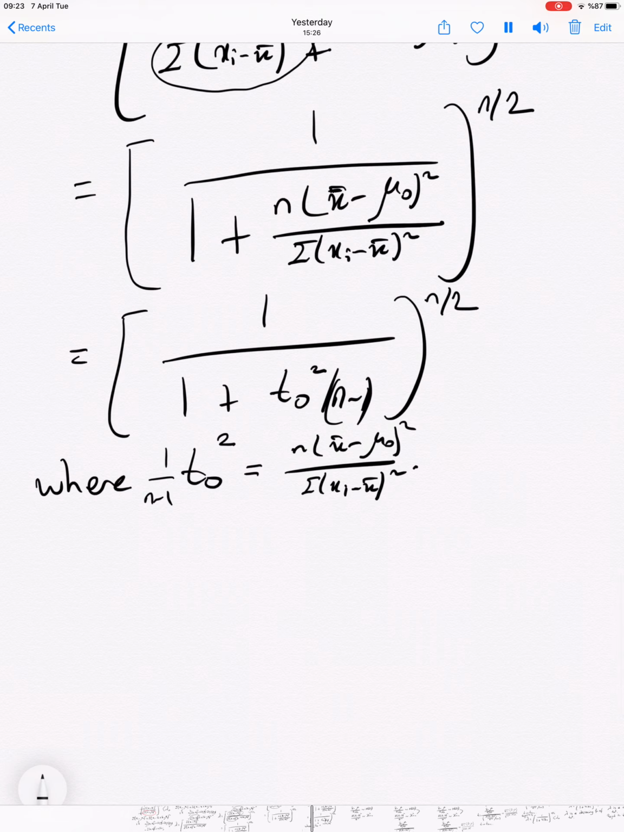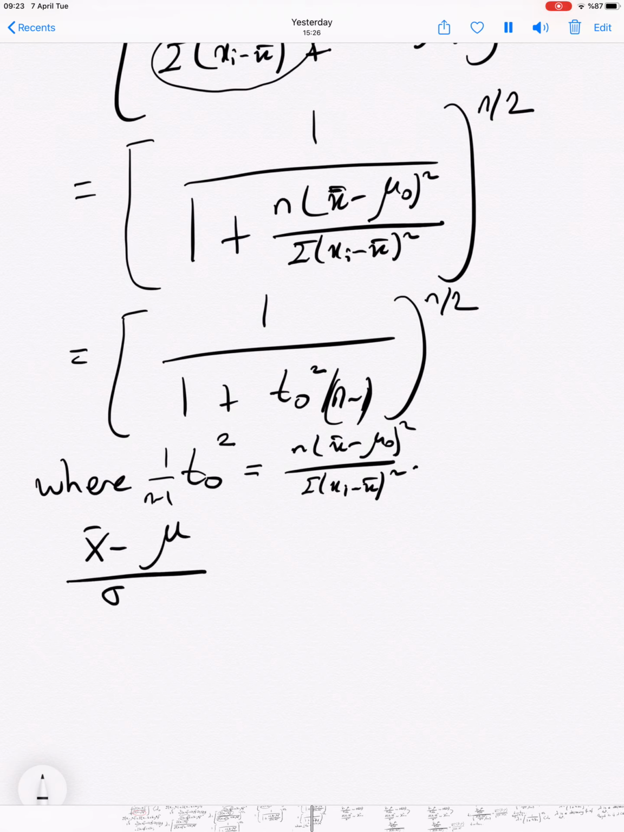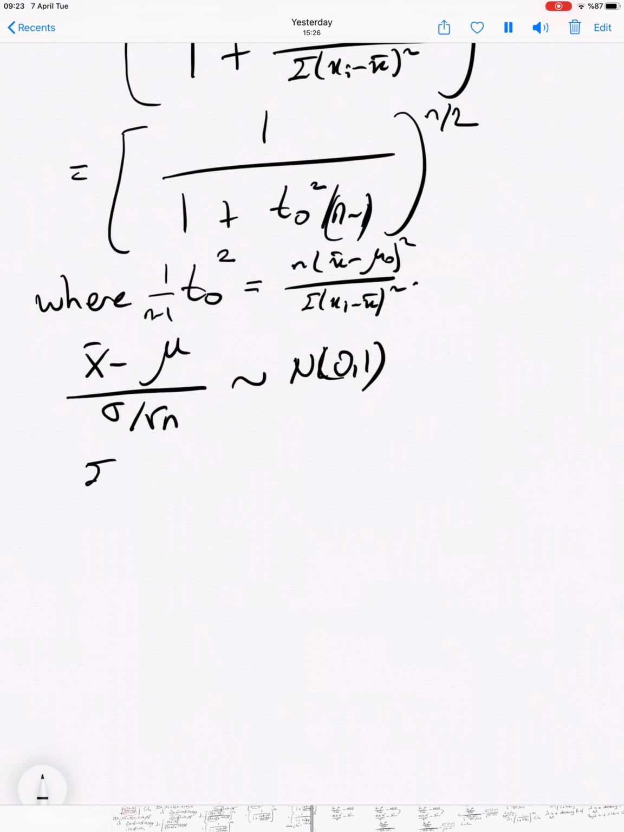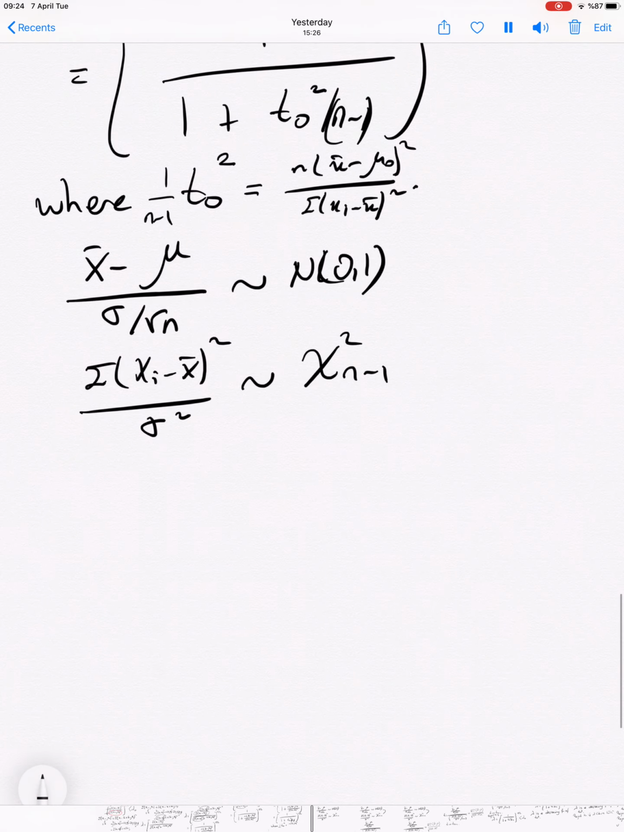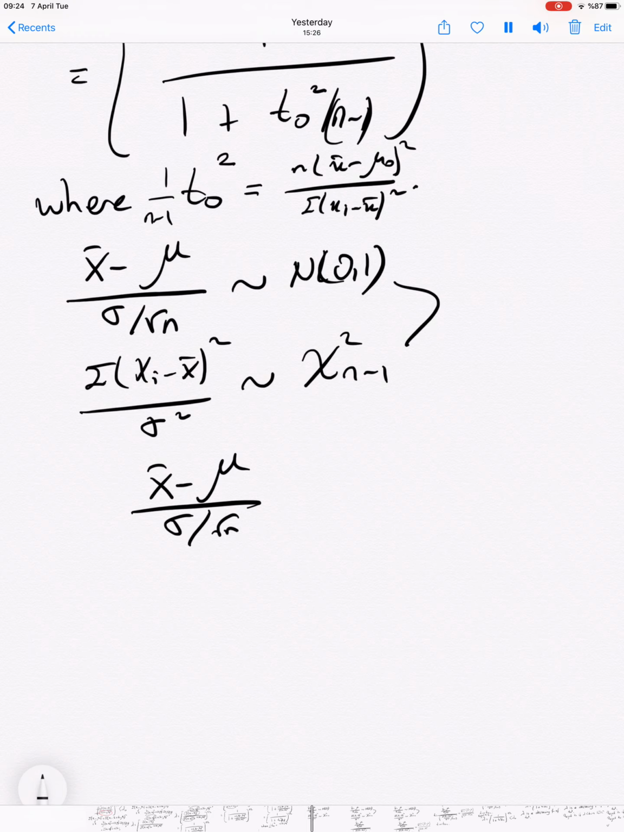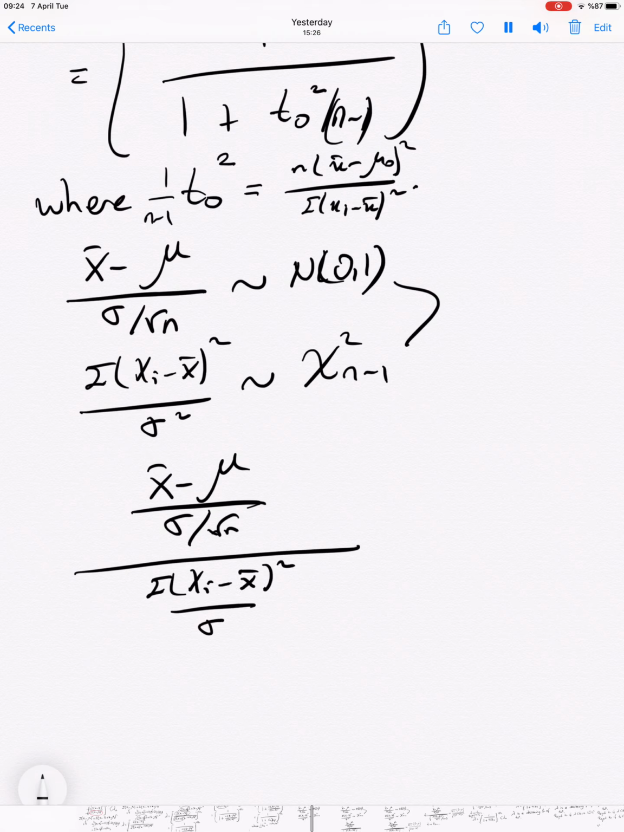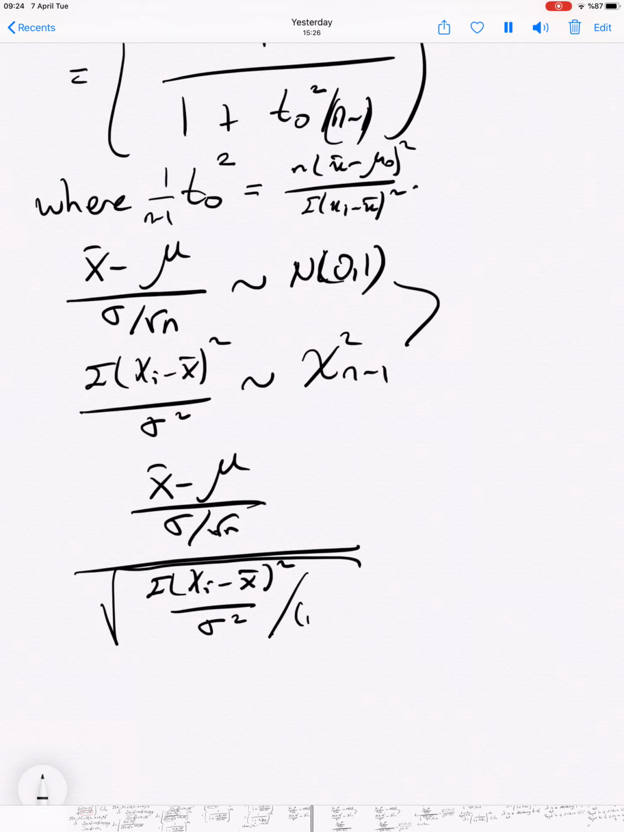Okay, and if you remember how we derived the t distribution, x bar minus mu over sigma over square root of n is distributed as standard normal, if you remember. And when we consider the distribution of summation xi minus x bar whole square divided by sigma square as chi square with n minus 1 degrees of freedom, when we get the ratio of these, which is x bar minus mu over sigma over square root of n divided by summation xi minus x bar whole square divided by sigma square in the square root over the degrees of freedom, which is n minus 1 here. Okay, so what we have, the sigma terms cancel out.